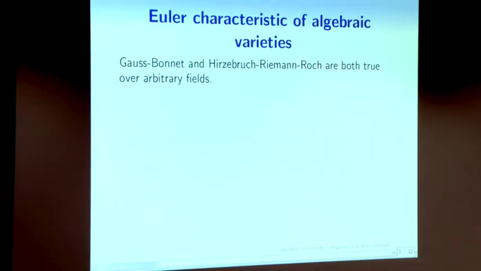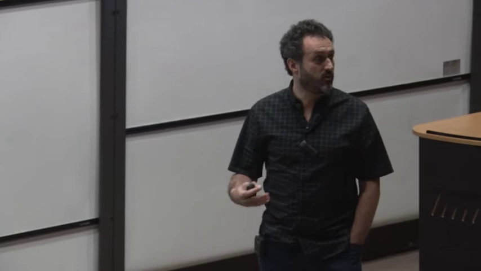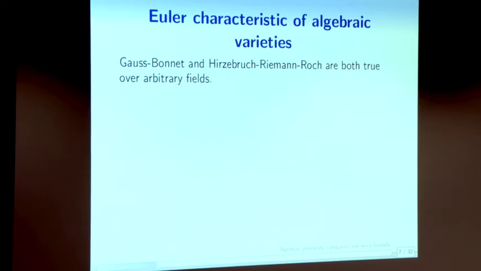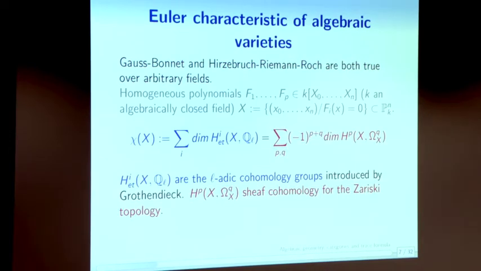Now these two formulas, Gauss-Bonnet and Hirzebruch-Riemann-Roch, are true for any algebraic varieties over any fields. I don't need my polynomial equations to be defined over the complex numbers. I can have polynomial equations defined over a field, k. So now I'm changing a little bit the context. My polynomials are defined over little k, and little k is going to be an algebraically closed field. It can be C, but it can be something of positive characteristic. It can be the algebraic closure of a finite field, for example, or it can be a number field, or the field of algebraic numbers, and so on. And I ask the same question.